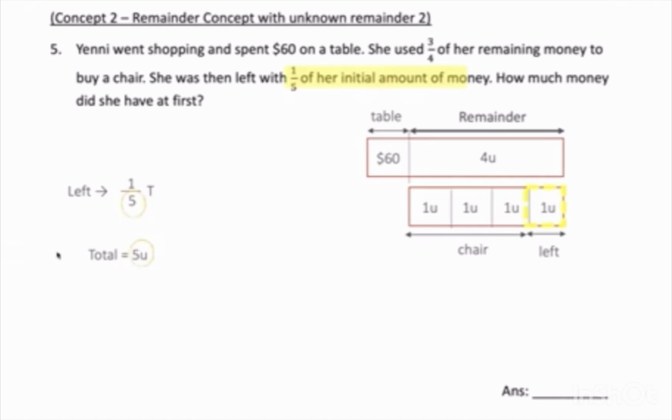Okay, it comes from the denominator. So if 5 units is the total and the remainder is 4 units, then $60 will be equal to 1 unit. Follow that? Matthew? Braden, got that? So 1 unit is $60.